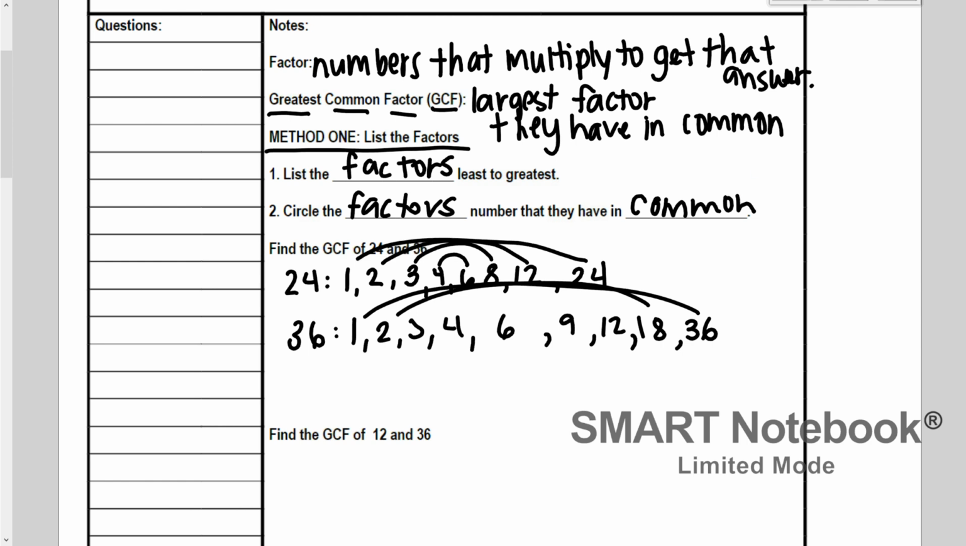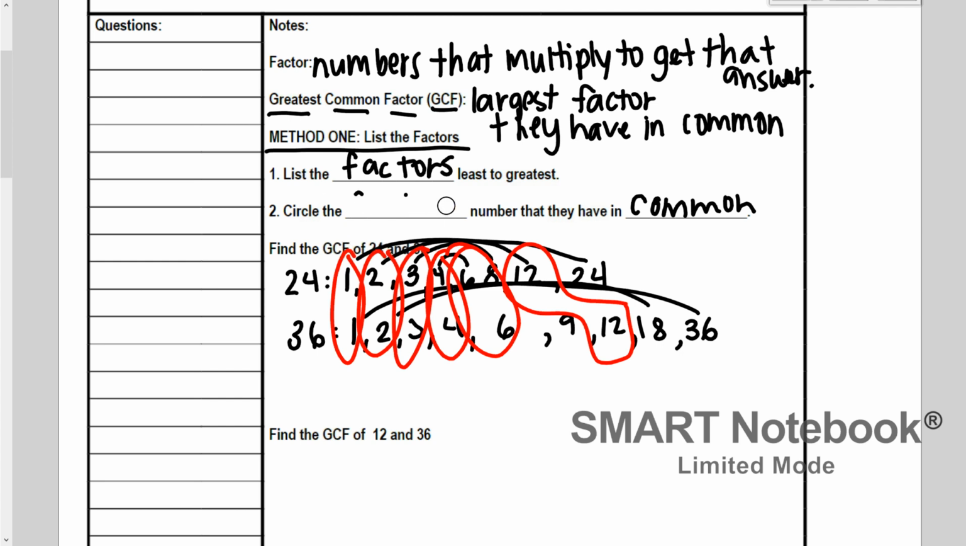Okay, so I'm going to go through. We've got 1 in common, 2 in common, 3 in common, 4, 6, looks like 12, and that's it. And remember, we are looking for the, oh, I see. Sorry, I meant to say circle the largest number that they have in common. I was like, that number right there doesn't really make sense. So we're circling the largest number they have in common. The largest factor they have in common is 12. So our greatest common factor would be 12.